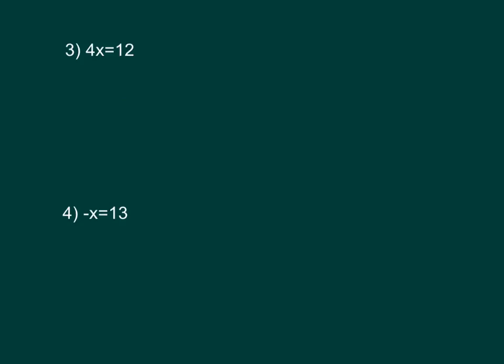Okay, so for number 3, you should notice that we need to get rid of this 4. Okay, we need to move it to the other side of the equal sign. And remember, if you're moving something to the other side of the equal sign, you have to do the opposite operation. So between the 4 and the x, this is multiplying. 4 times x. So if I want to get this 4 to go away, I'm going to have to divide by 4.